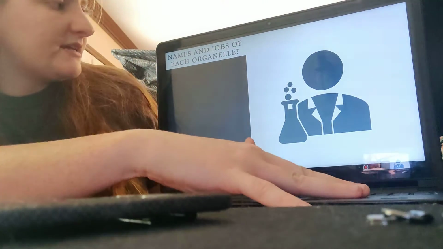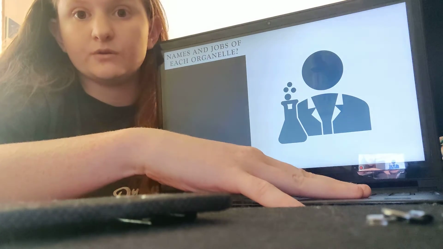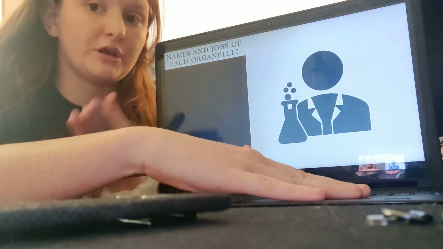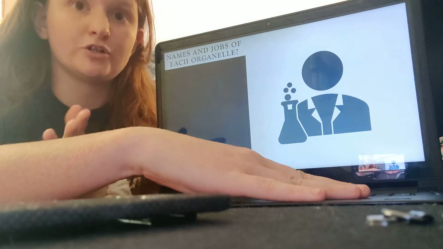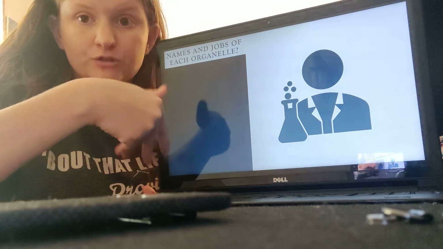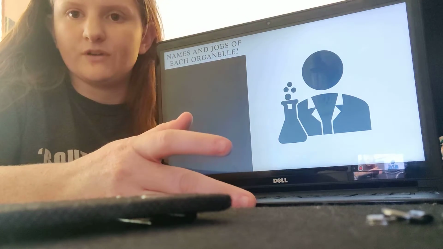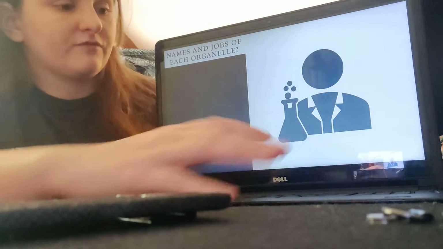And then the next slide is the names and jobs of each organelle. So we're going to talk about all the different organelles, what the names of them are that they already know, and what they know about their jobs. This is going to be a slide where we also write down everything that the students tell me that they have previous knowledge about. They don't have to know everything, obviously, but we're going to talk about it afterwards.